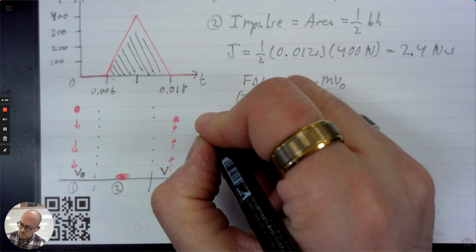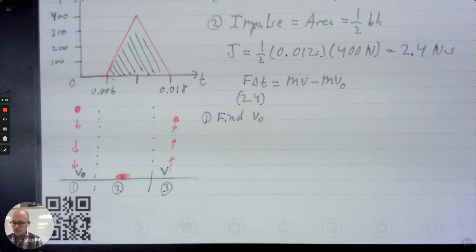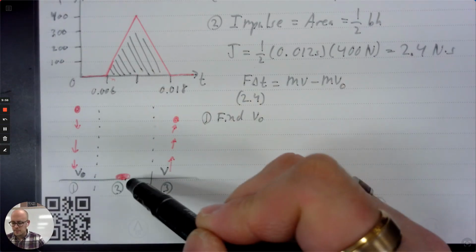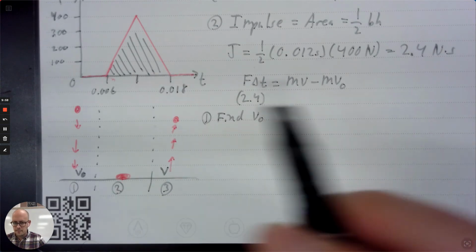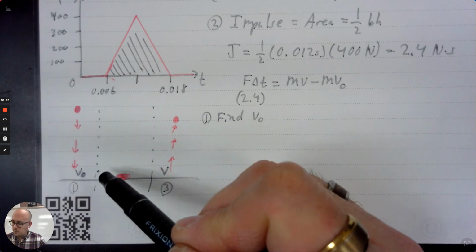So I'm going to do number 1 next, and my goal is to find V0. This is where things get tricky because you have a 3-part problem. The end of one problem is the beginning of the next problem, so I'm going to have to keep that in mind. Now the ball is released and it falls 1.5 meters.